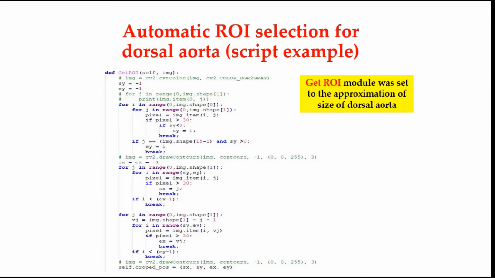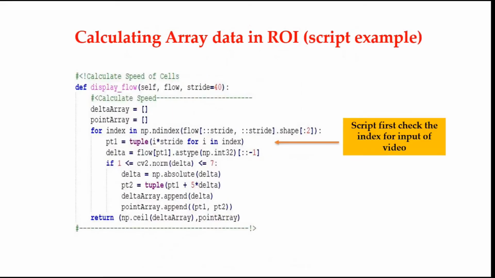After that, the automatic selection of the ROI was the challenge, because the dorsal aorta sometimes has different positions as the video moves, especially if we have shaky videos. So we used the get ROI module, and the approximate size of the dorsal aorta was defined. Here you can see that by using the range from the image size and the shape we presented, and the pixel ratio was set, and then we converged on the specific area to set the ROI automatically for the feature of the dorsal aorta.